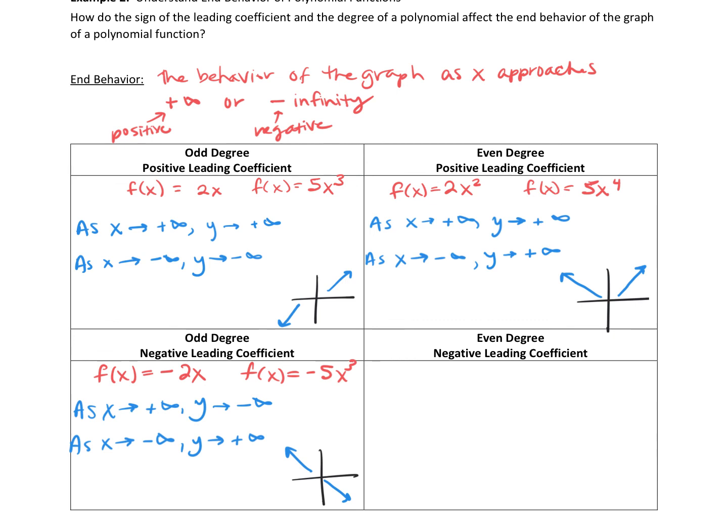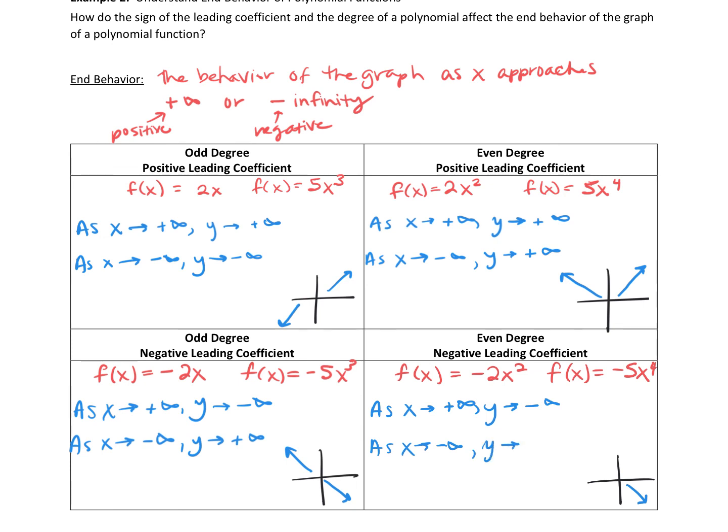All right, last one. If you have an even degree, so let's see, f of x equals a negative leading coefficient, so negative 2x squared, even degree, negative leading coefficient, or maybe f of x equals negative 5x to the fourth. What is our end behavior? So our end behavior as x approaches positive infinity, again, that is just talking about the right side of your graph. As x approaches positive infinity, the y's will approach a negative infinity. So that means your y's are going to be going down on the right. As x approaches negative infinity, the y's will approach negative infinity. So it goes down on the right and down on the left. So there you go. That's a lot of fun stuff to digest.